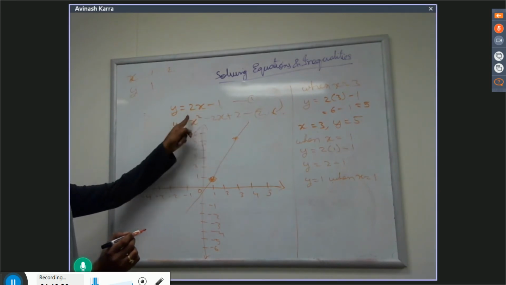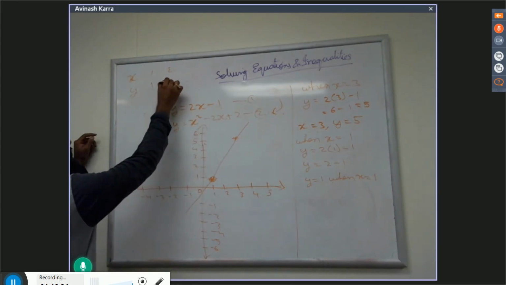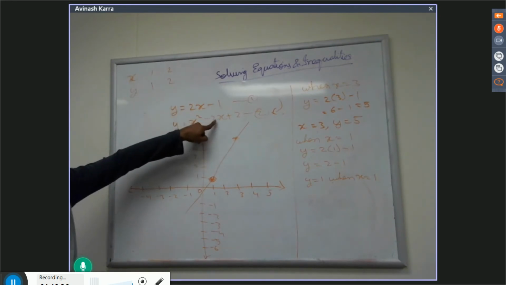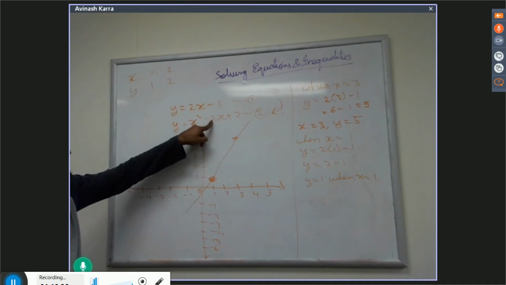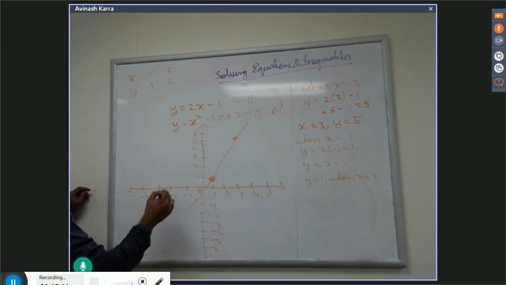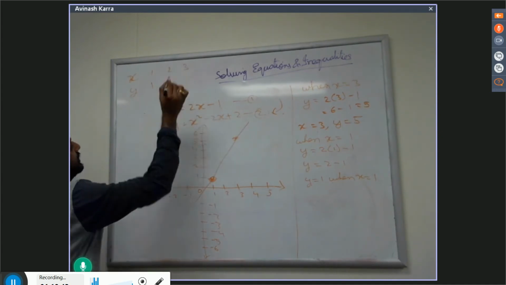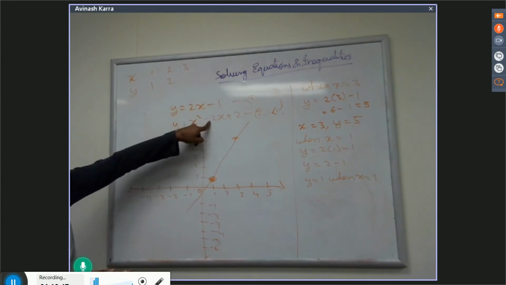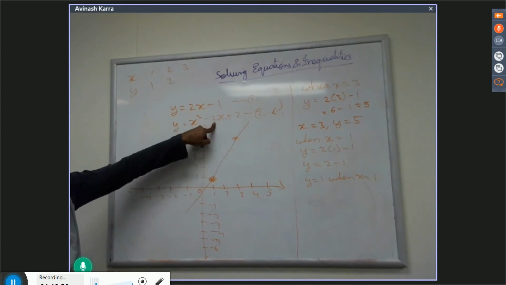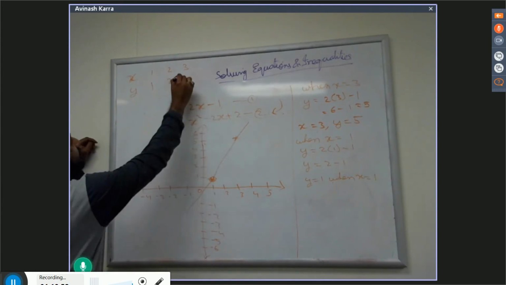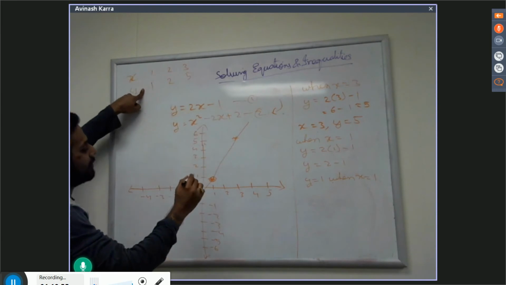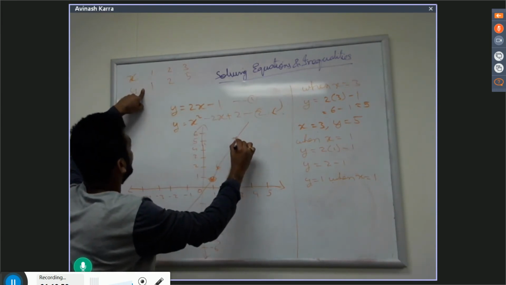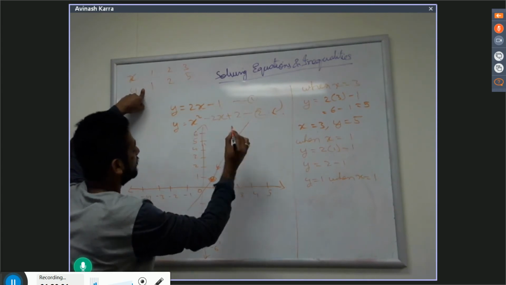Four minus 4, 0, 2. When x equal to 2, 2 square is 4. 4 minus 2 into 2, 4. 4 minus 4, 0. 0 plus 2, 2. And when x equal to 3, 3 to the power of 2 is 9. 9 minus 2 into 3 is 6. 9 minus 6 is 3. 3 plus 2 is 5. So 1 comma 1, 2 comma 2, and 3 comma 5.